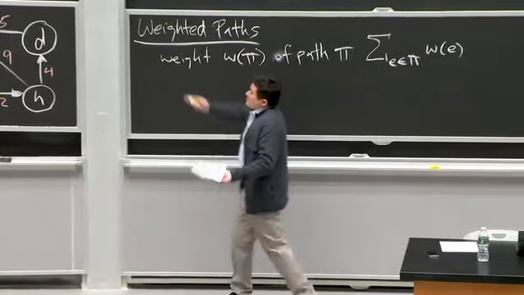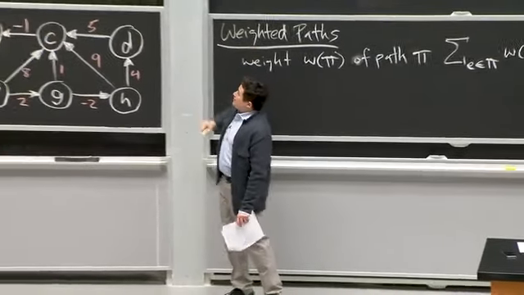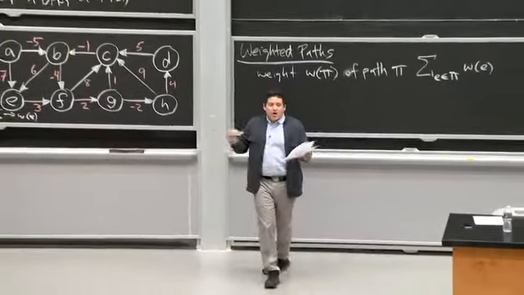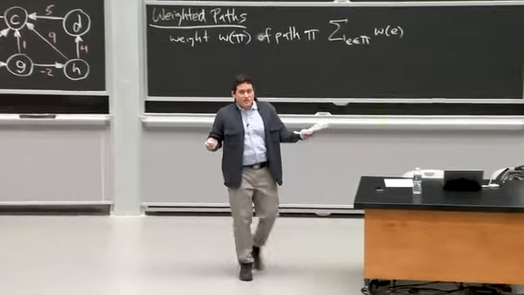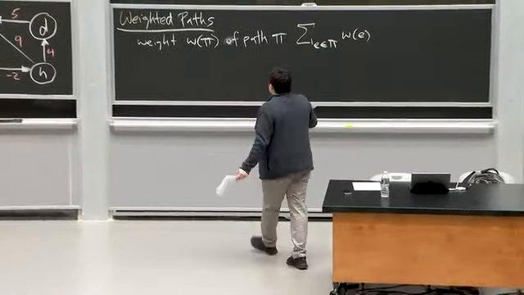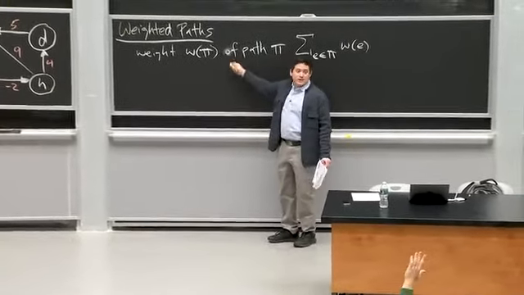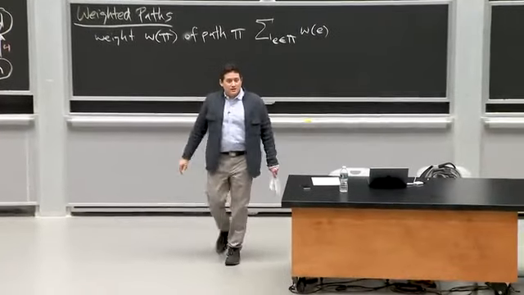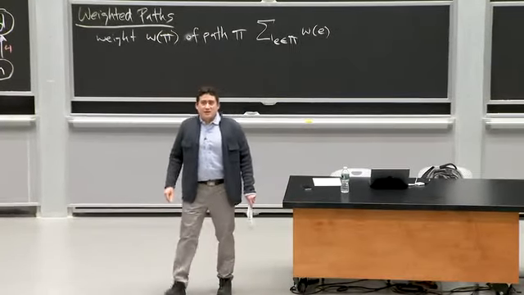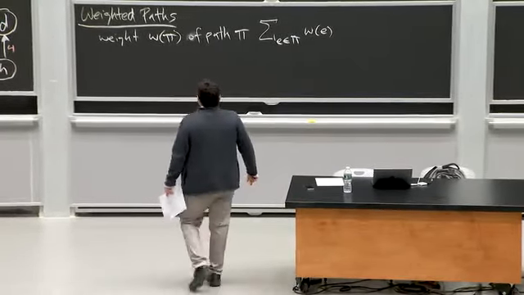So then what is the shortest path? Well, kind of obviously, among all paths between 2 vertices, it's going to be the one with the minimum weight, right? Yeah, question? Can I use the same edge more than once?